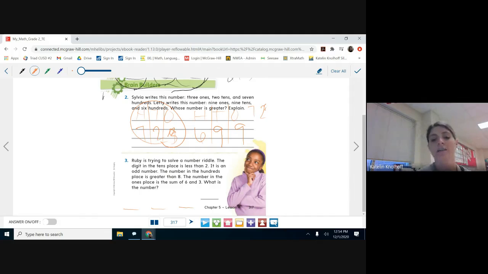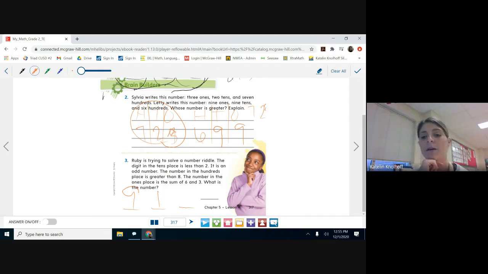The digit in the tens place is less than 2. So there are only 2 numbers that are less than 2. That's 1 and 0. But our next clue says that it's an odd number. And the only number that's odd is 1. 0 is not an odd number. So 1 would be the number we put in the tens place. The number in the hundreds place is greater than 8. There's only one digit number that's greater than 8, and that's 9. So we know that a 9 would need to go in the hundreds place.